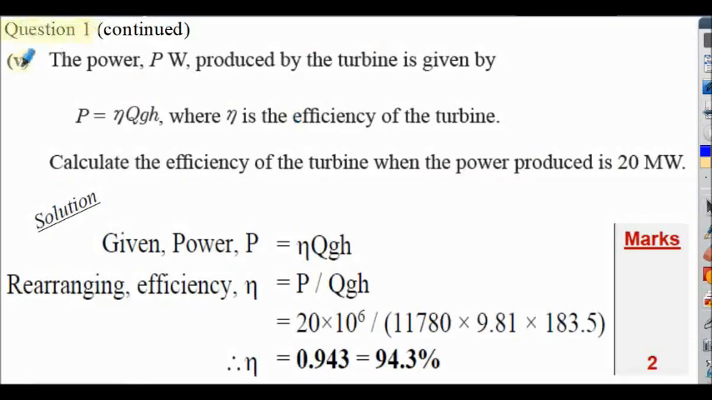So question 1, part 5, given the equation for power, we transpose it for efficiency, then we insert the numerical values to calculate the efficiency in decimal here and also as a percentage here. Efficiency can be expressed in either form.